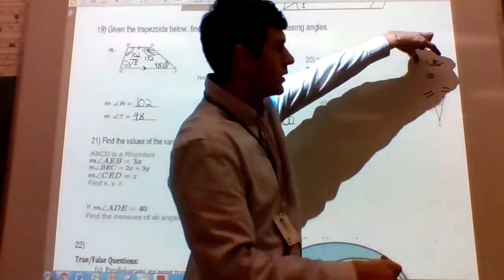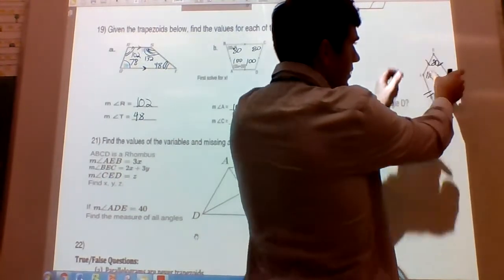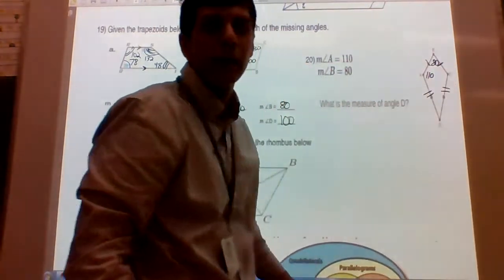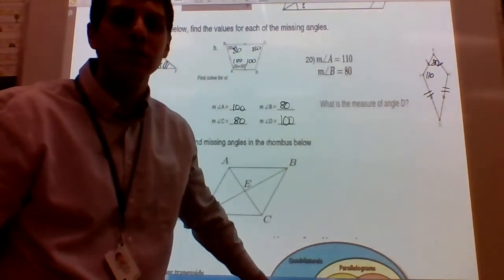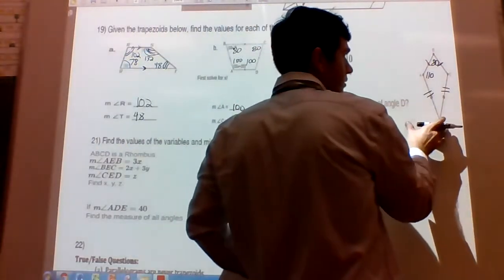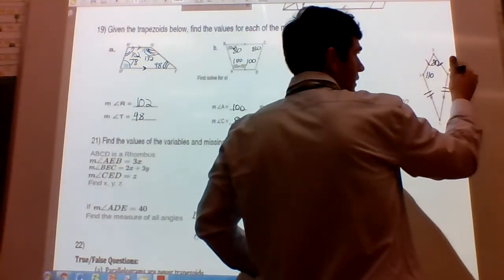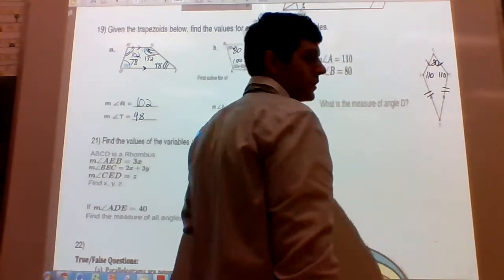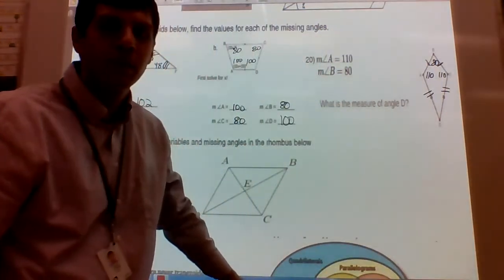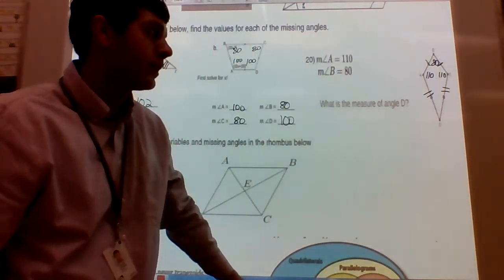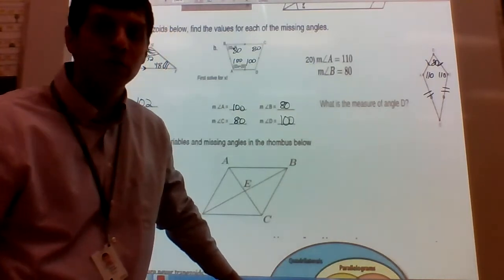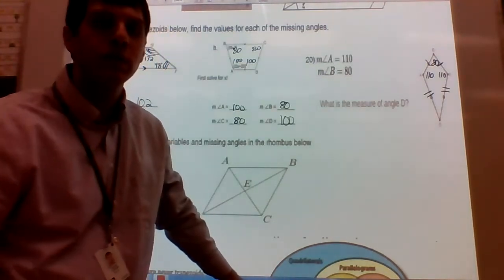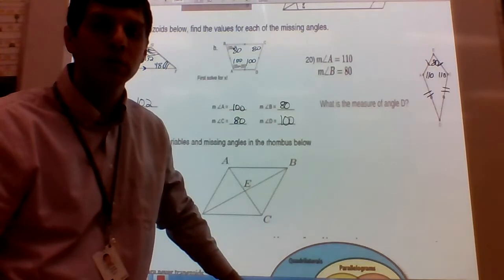So if one pair is up here, another pair is down here, the angles between them are going to be angle A and angle C. So we know angle A and angle C are congruent. So if angle A is 110 degrees, angle C is also 110 degrees. Note that angle B and angle D are not congruent. There's only one pair of congruent angles in a kite, and those are the angles between the two pairs.